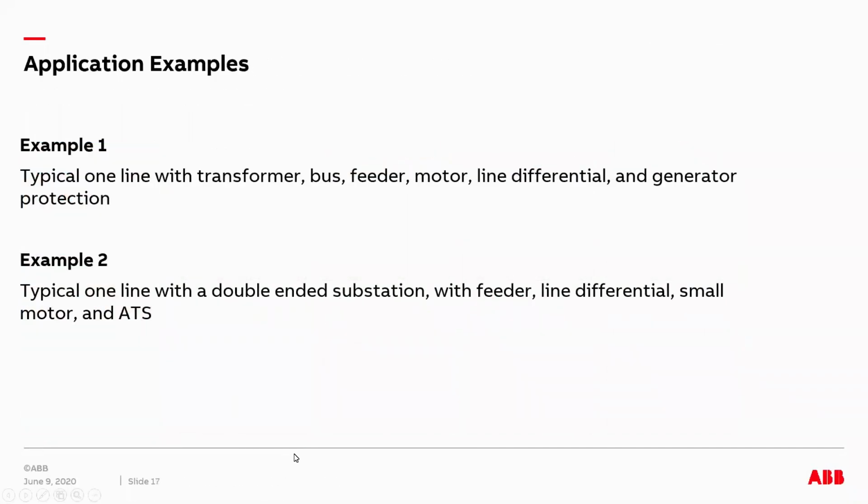In the next available minutes, we'd like to show you some application examples. Example one is a typical one line with a transformer, bus, feeder, motor, line differential, and generator protection. In example two, we are going to look at a one line with a double-ended substation with a main-tie-main type of arrangement with feeder, line differential, and a small motor, and an automatic bus transfer scheme.